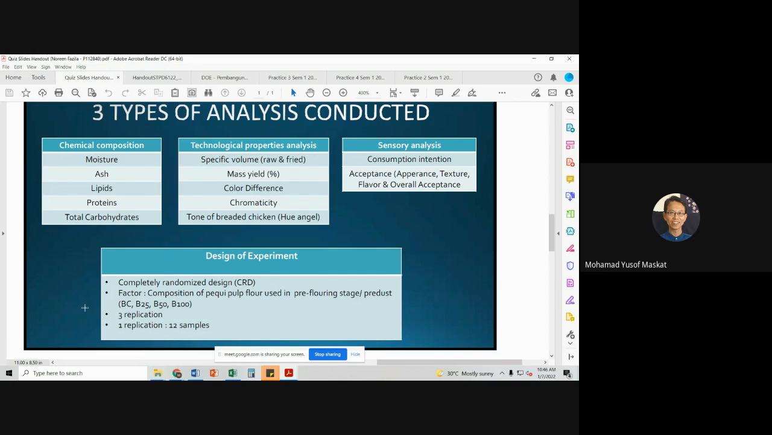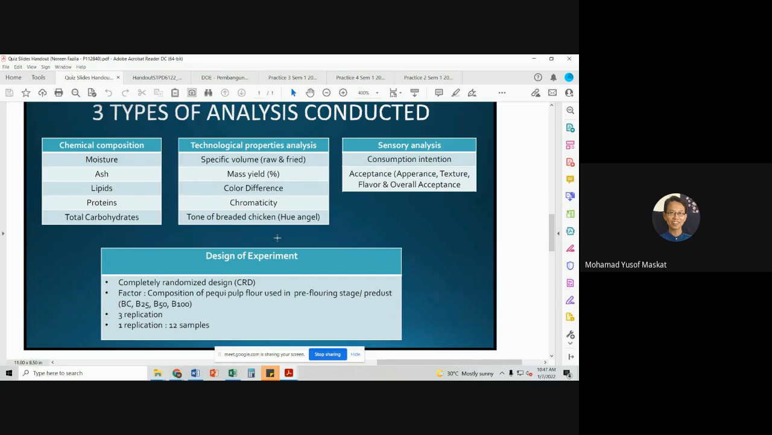In this case, we have how many responses? We have chemical composition with 1, 2, 3, 4, 5 responses. Technological properties also have 5 responses. Sensory analysis, we have 2 responses. So all the things that we are measuring, that is the response.